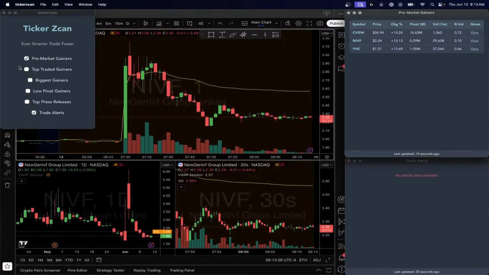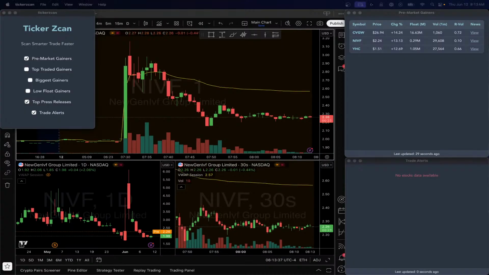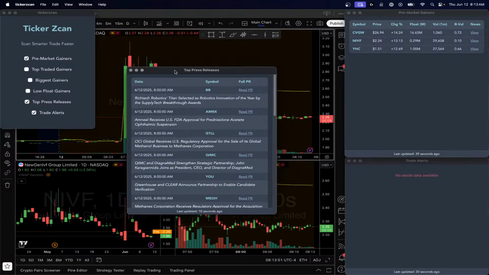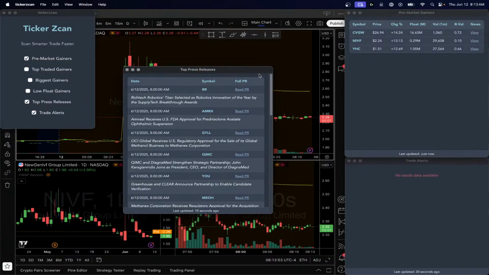But the scanners that are done is the pre-market gainers, that's working. Top traded gainers, that's working. Biggest gainers, low float gainers, that's working. Top press releases is working. That's right here. And it shows all the top press releases so you can read the titles and see what's going on, and read the full PR. When you click on that, nothing happens.